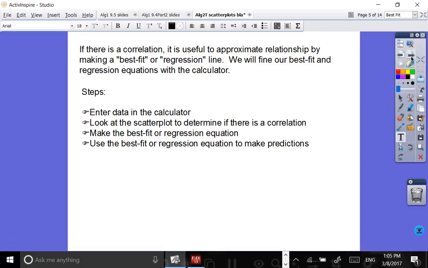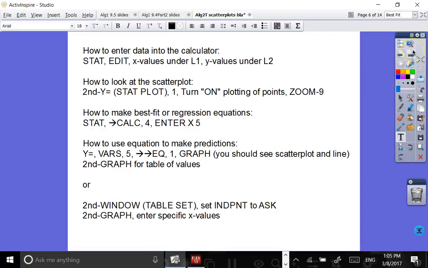So we're going to have to learn how to do these kinds of things. First, we have to know how to enter data in the calculator. How do you look at the data? Number one, sometimes just to see, does it look correlated? Does it look like there's a shape there? But also, especially now, what shape? Before you can choose what kind of function to use to model this, you need to know what kind of shape it has. And then once we get our equation, we can make predictions. So these are all the steps that we're going to be using.